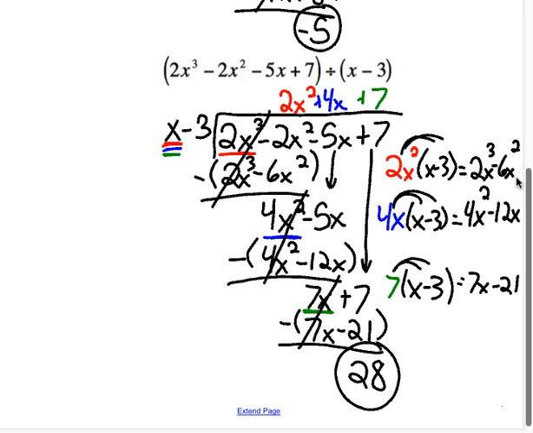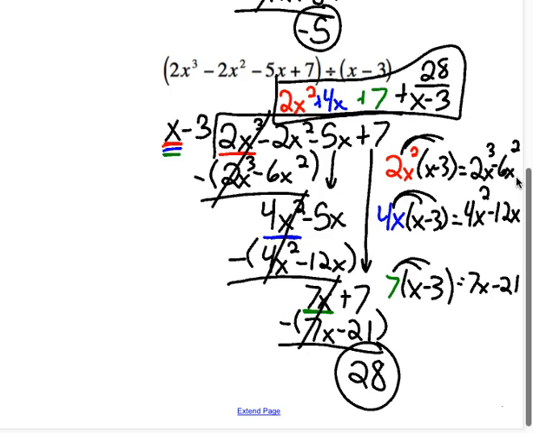When you just have that constant, that is going to be your remainder. So I have a remainder of 28 that's still being influenced by that x minus 3. And that is going to be my solution when I divide those two polynomials.